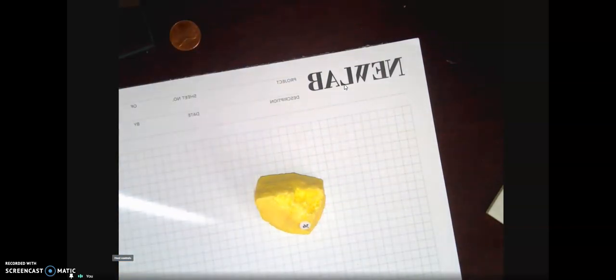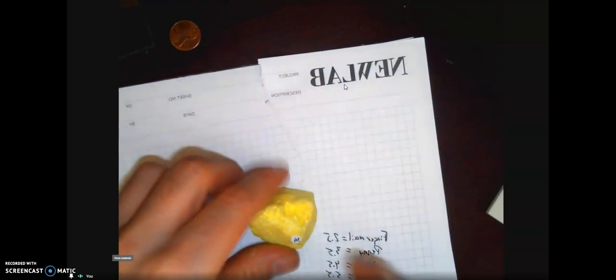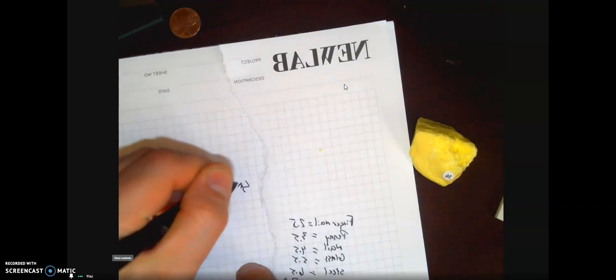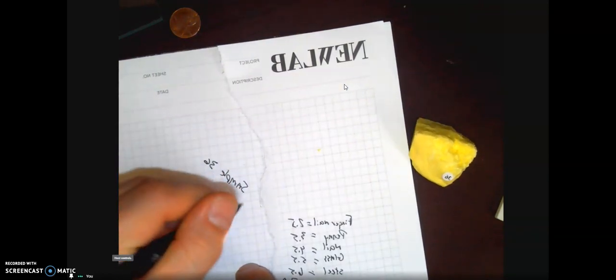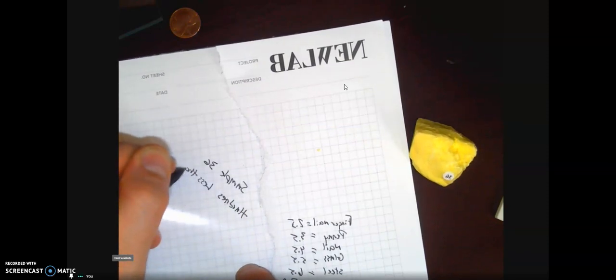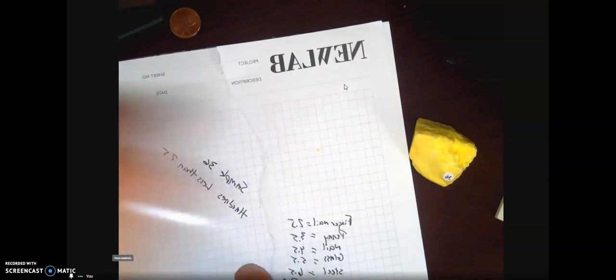We're again going to start off with our fingernail. Fingernail has a hardness of 2.5. Am I able to scratch this with my fingernail? Oh yeah, I can definitely scratch that. Again, I don't know how good that's coming up on the camera, but I can definitely scratch a line into it. So this is softer than 2.5. So for sample 36, hardness is less than 2.5. Okay, next step.